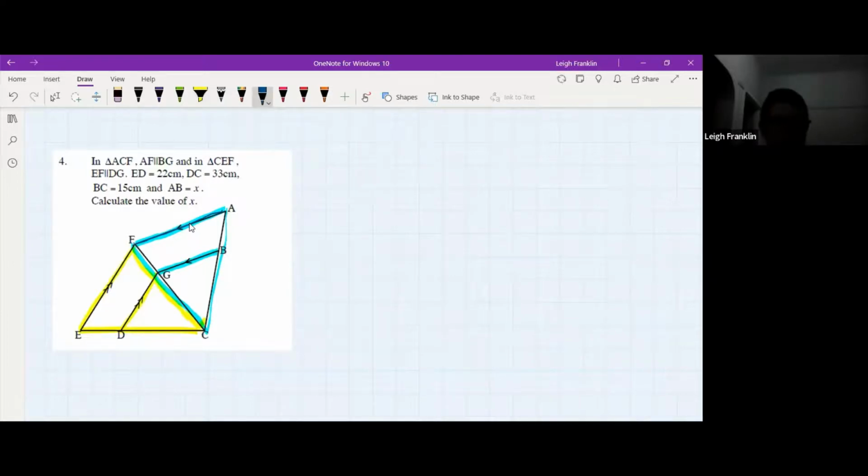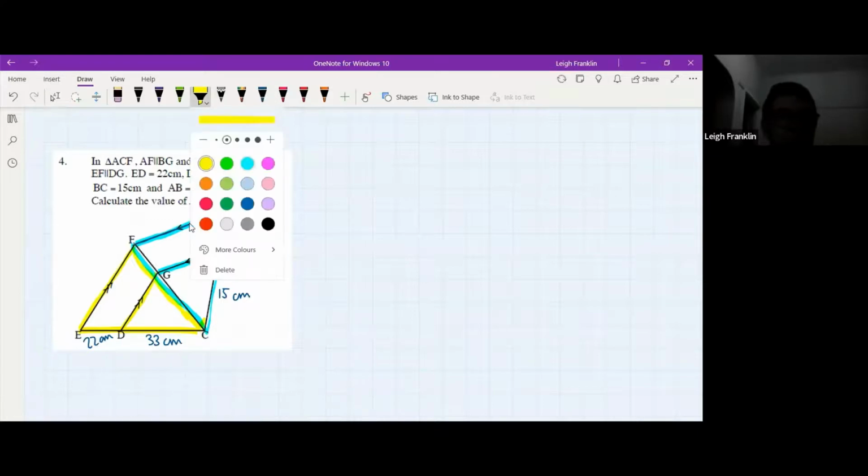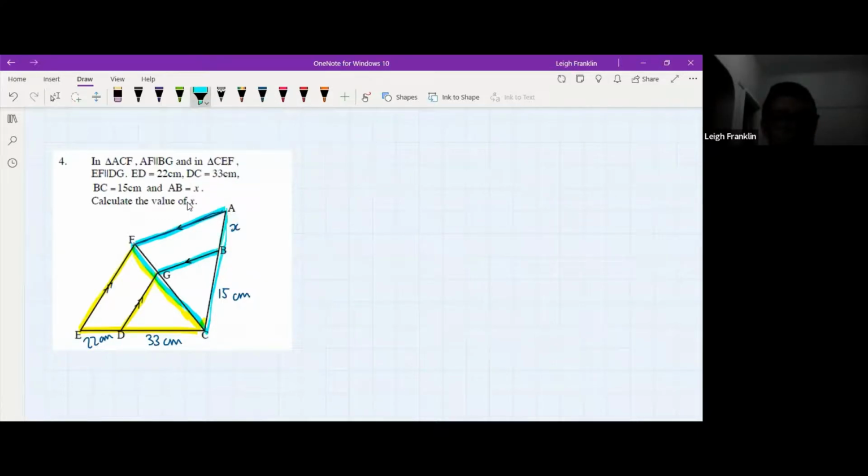They have then given us some information. They've told us that ED is 22 centimeters, DC is 33 centimeters, BC is 15 centimeters, and AB is X. The question now asks, calculate the length of X. So there's your two triangles. We're working in more than one triangle. How are we going to calculate the length of X?